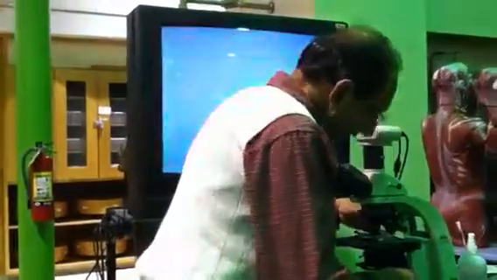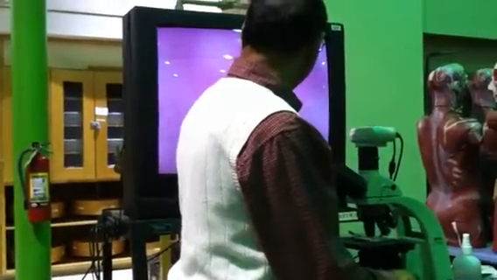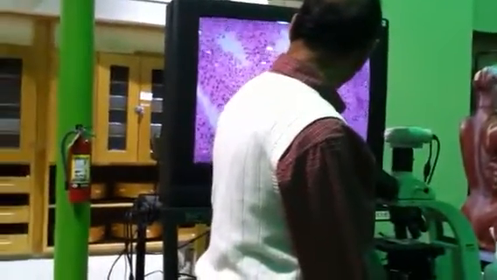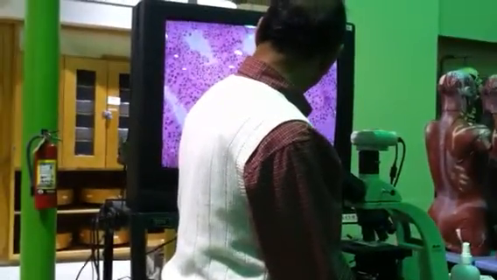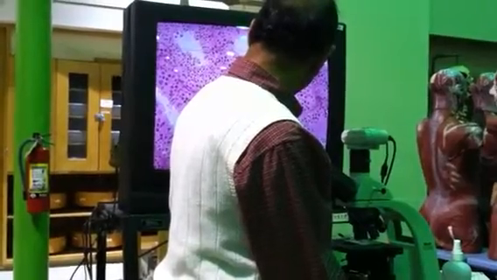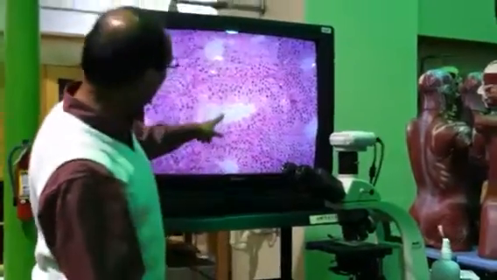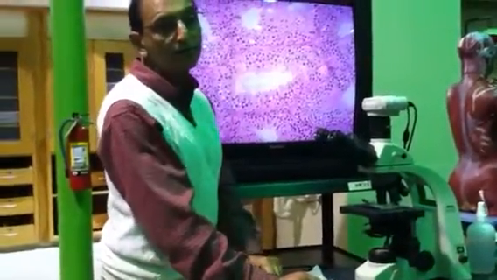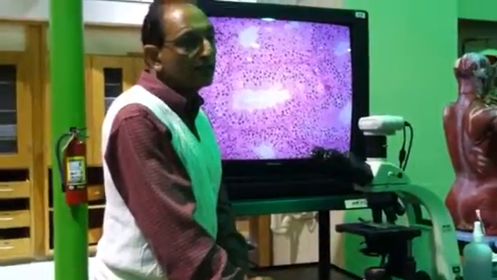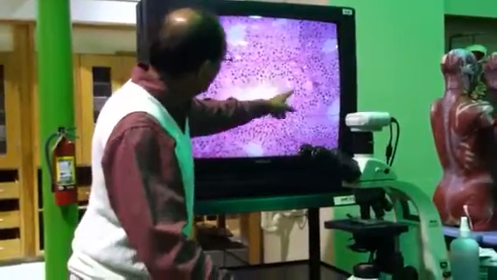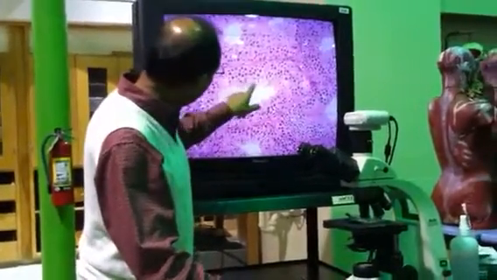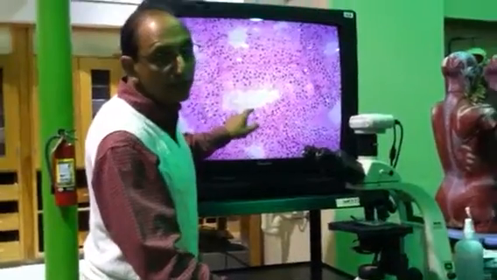Let me show you in 10 times. So this is in 10 times. This is the lumen, right? And what is this area called? What is the whole thing called? Seminiferous tubule. And what kind of cells are these? Germ cells. And they're producing sperm, and the sperm will come into the lumen here.